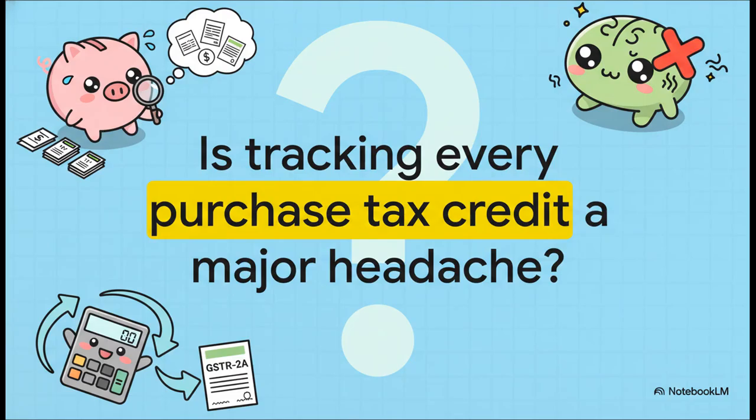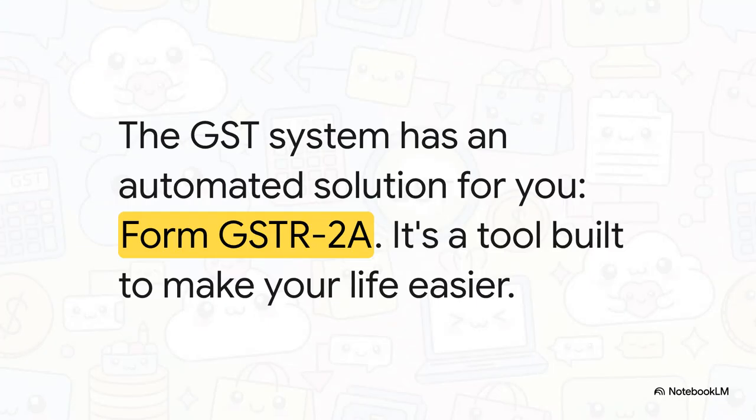So let me ask you a quick question. Does this sound familiar? You're trying to track every single input tax credit from all your purchases, and it's just a huge headache. It's a really common pain point for so many businesses. But you know what? The GST system actually has a way to help. And this is it. The system has an automated solution built specifically to tackle that problem. It's called Form GSTR-2A, and I promise you, it's not another burden. It's a tool designed to make your life a whole lot easier.